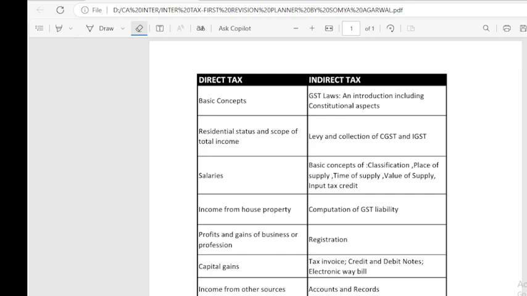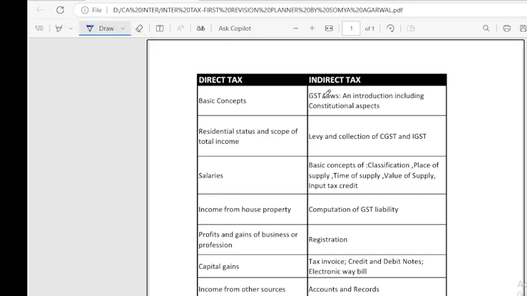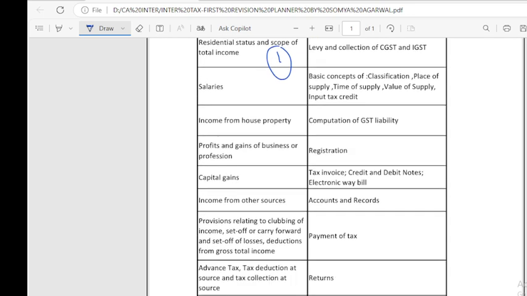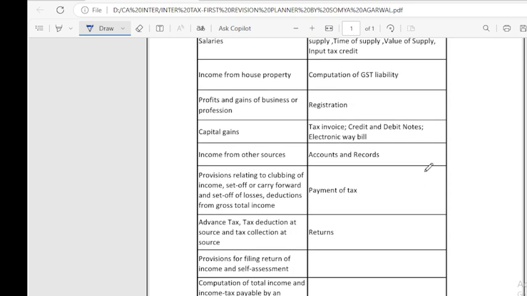So what you are going to do is start with direct tax, and on day number 1 you are going to complete basic concepts, residential status and scope of total income, as well as move on to the small chapters that will be clubbing and set-off. Okay. So on day number 1 you complete the basics, residential status as well as clubbing and set-off. Then on day number 2 you can complete the deductions portion or the remaining portion of this chapter, as well as these two chapters, that means advance tax, TDS, TCS as well as provisions for filing of return of income.